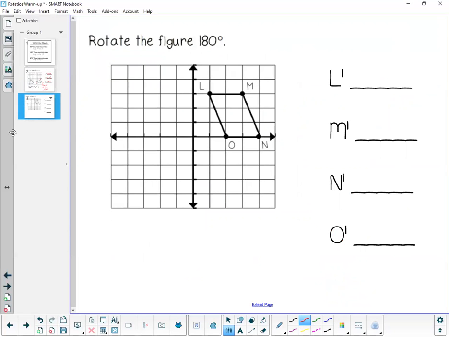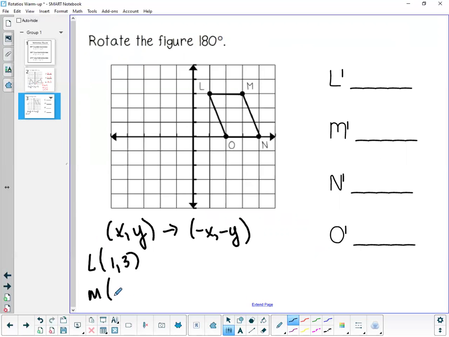All right, next one says rotate our figure 180 degrees. So our rule, (x, y) maps to (negative x, negative y). Remember this one, we're not even flip-flopping it, we're just changing the signs of everything. All right, so I'm going to write down our current coordinates. L right now is at (1, 3). M is at (3, 3). N is at (4, 0). And O is at (2, 0).